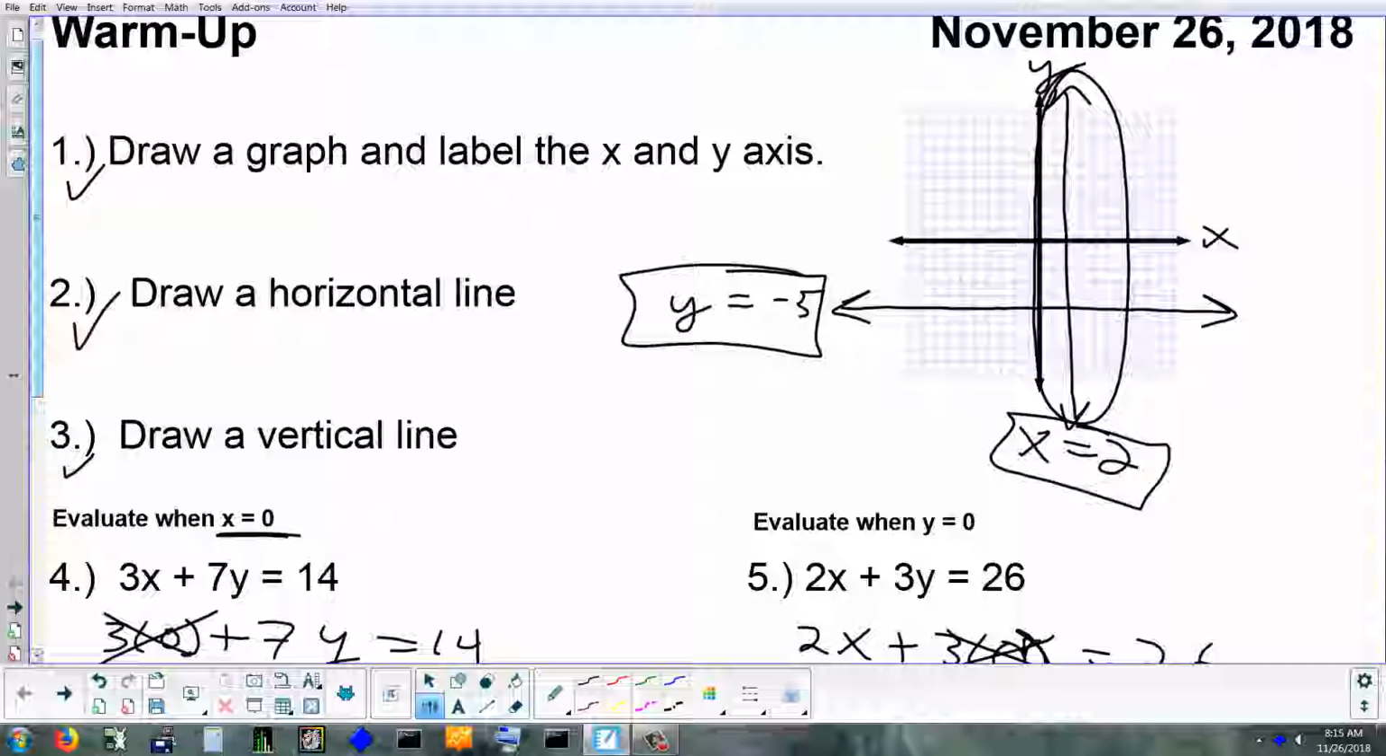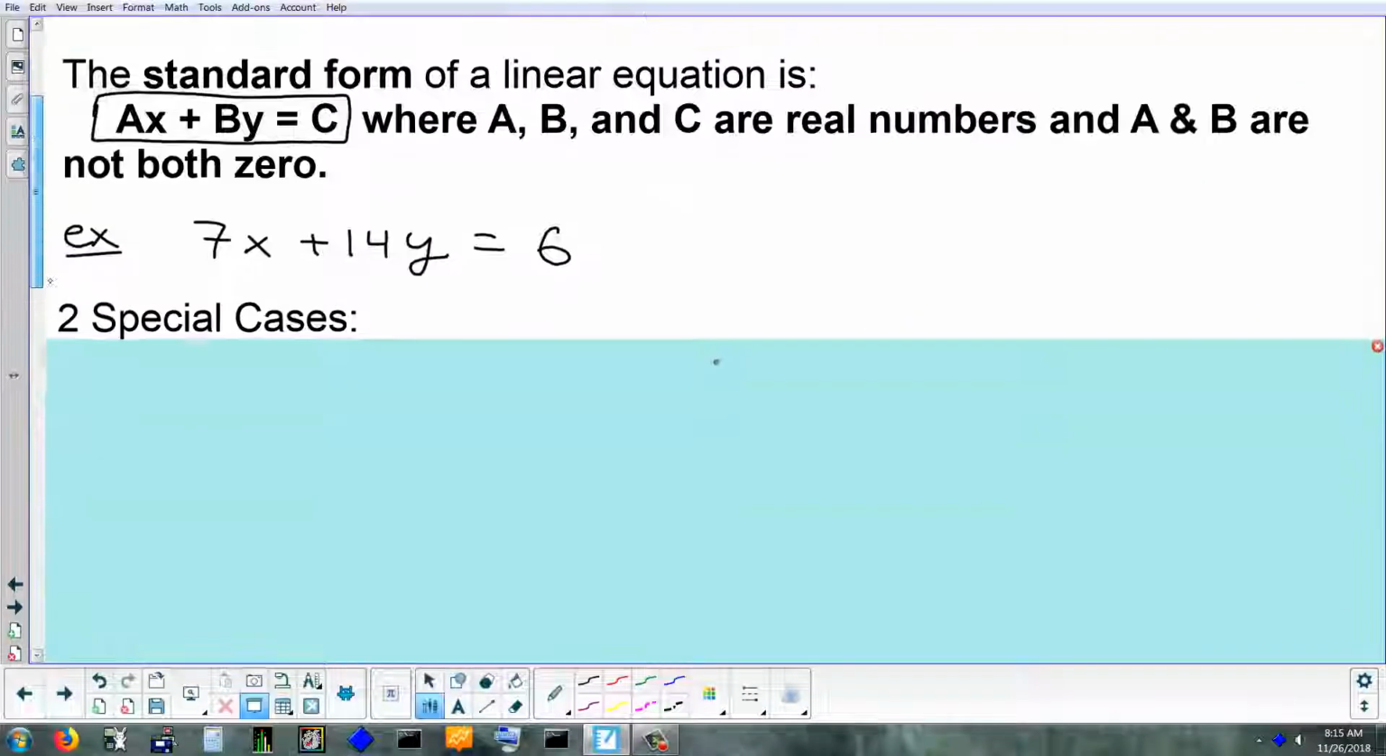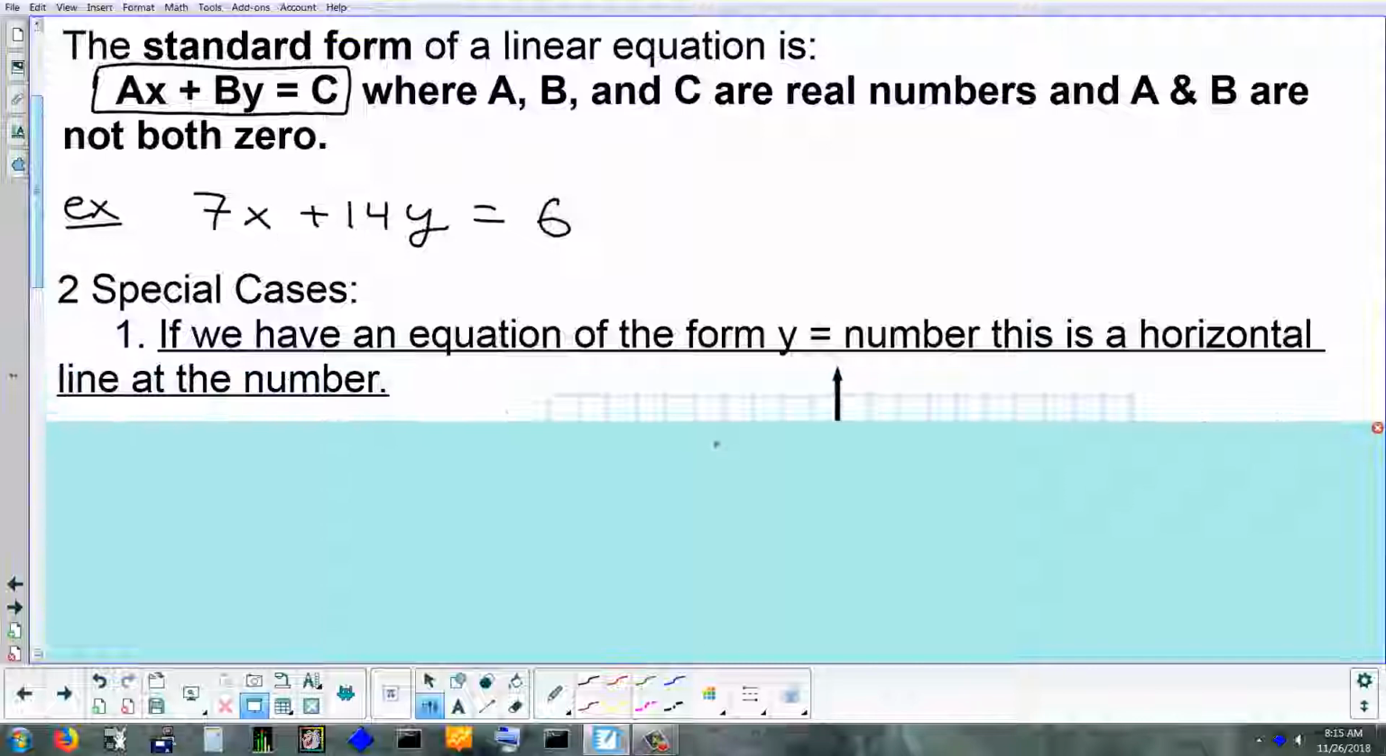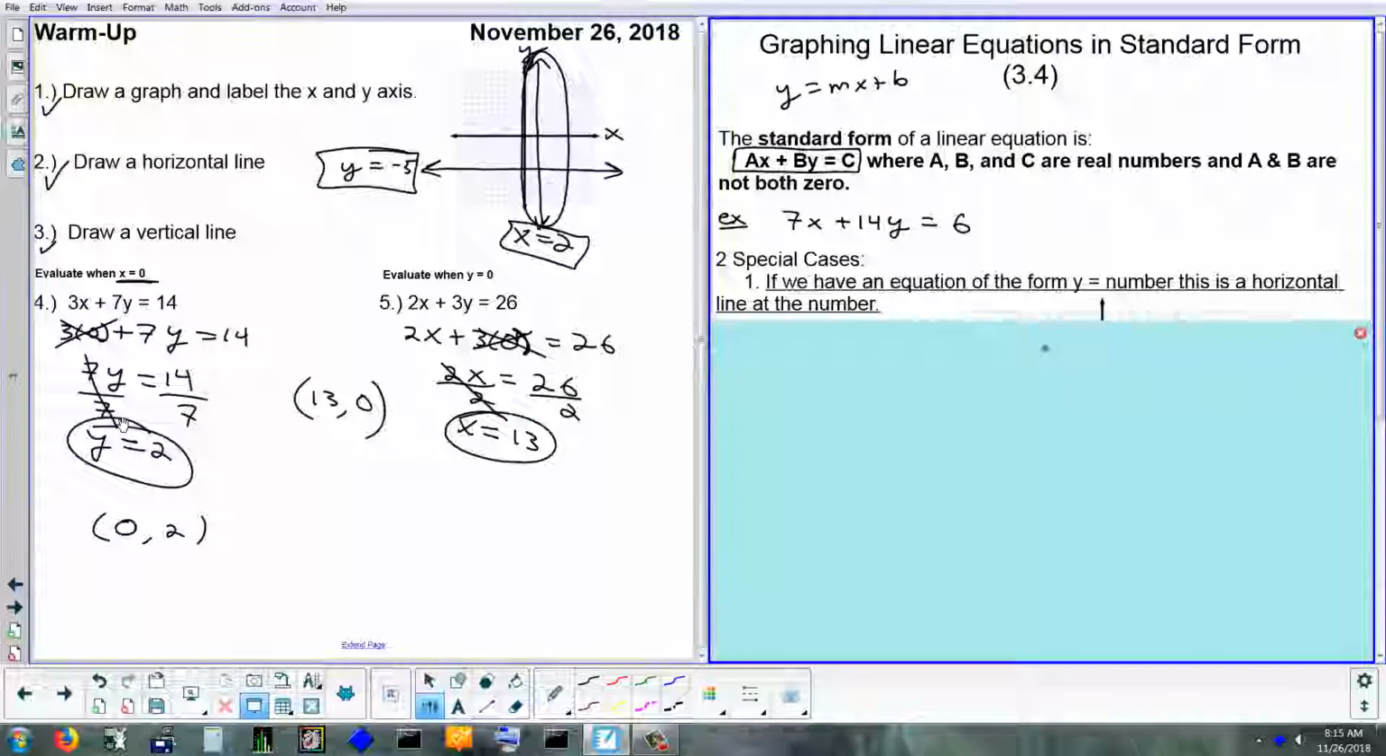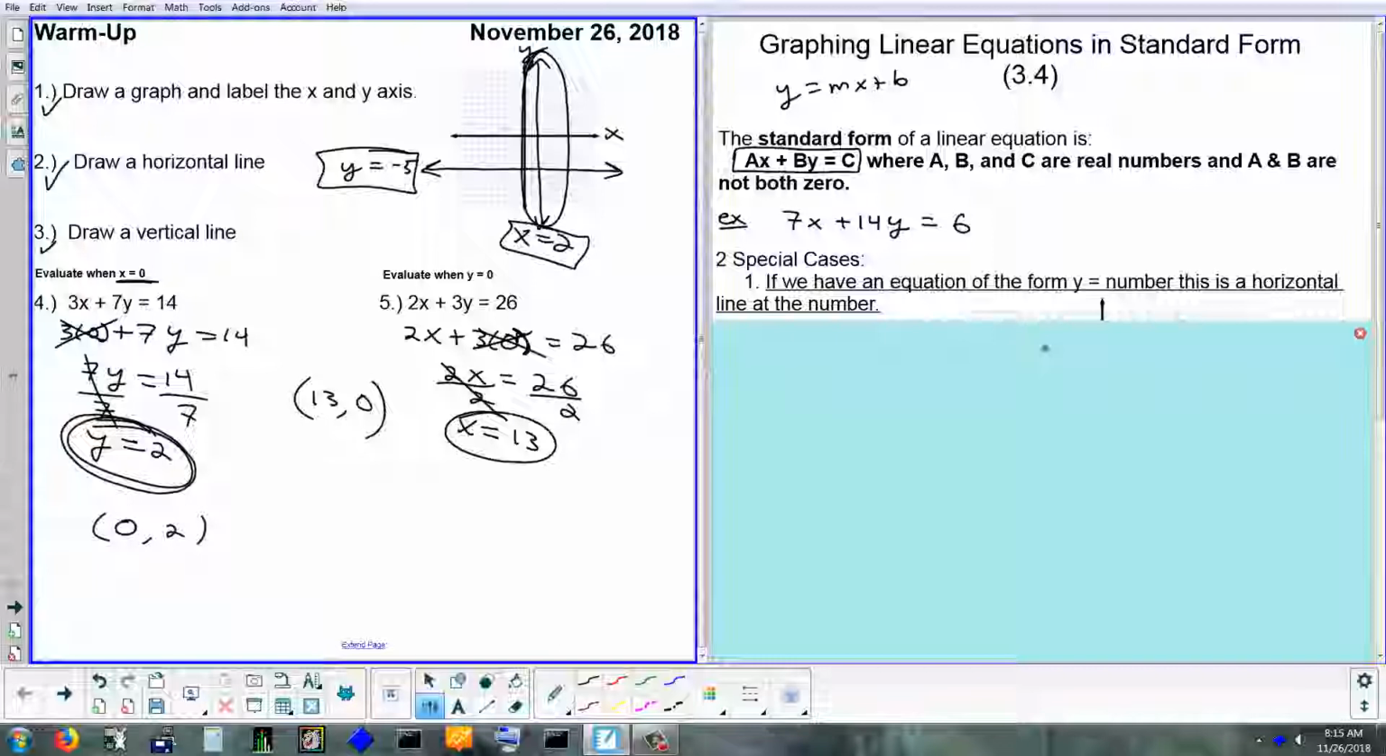When I talked about it, I said that there was only one letter. Anytime that one of the letters is gone, it's a special case. So let's look at both special cases. The first one I'm going to show you is Y equals a number. So just Y, like no X? Yep, it would look just like this. Right here, Y equals 2, or Y equals -5. There's no X.